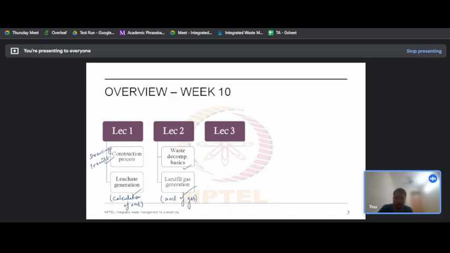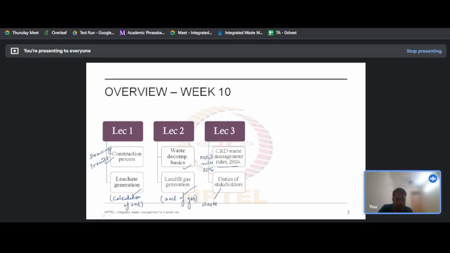Followed by this was lecture 3. Lecture 3 was about the C&D waste management rules of 2016, similar to the municipal solid waste management rules 2016. These rules are there for the management of construction and demolition waste. This defines the duties of the different stakeholders. So who are the stakeholders?